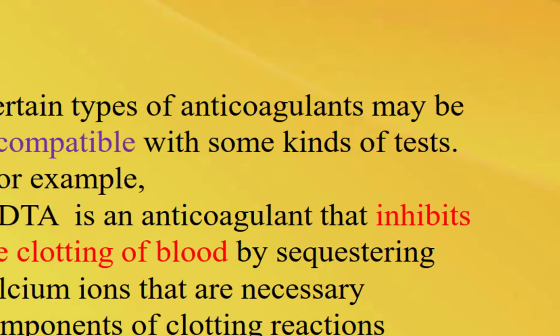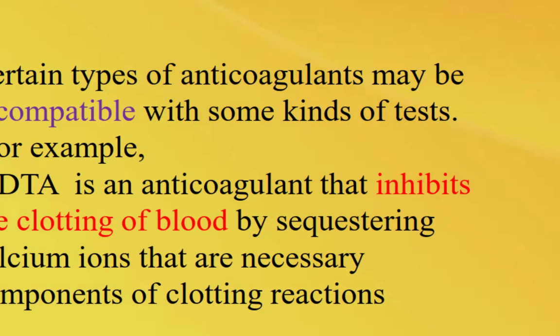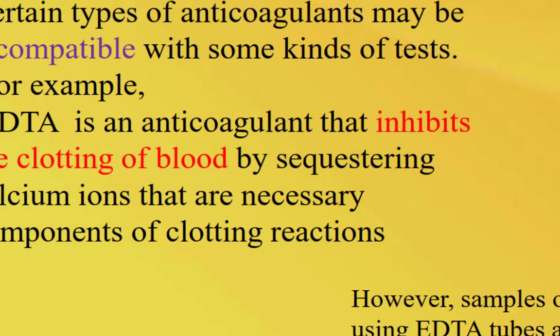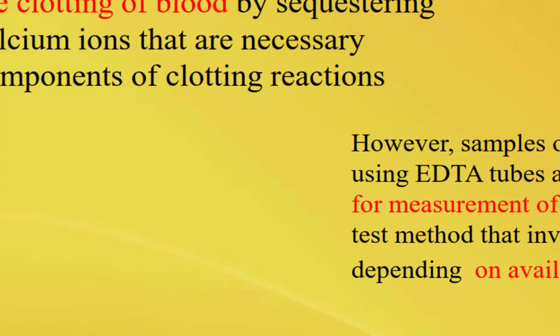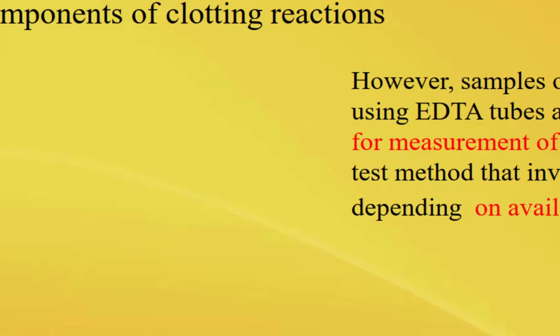Certain types of anticoagulants may be incompatible with some kinds of tests. For example, EDTA is an anticoagulant that inhibits the clotting of blood by sequestering calcium ions that are a necessary component of the clotting reaction. However, samples of plasma collected using EDTA tubes are generally unsuitable for measurement of calcium and for any test method that involves a reaction step depending on availability of calcium.